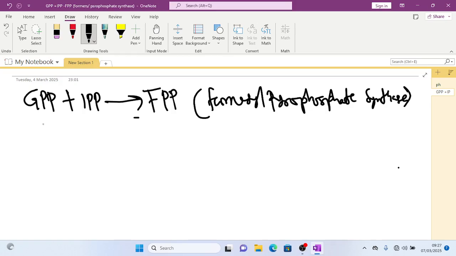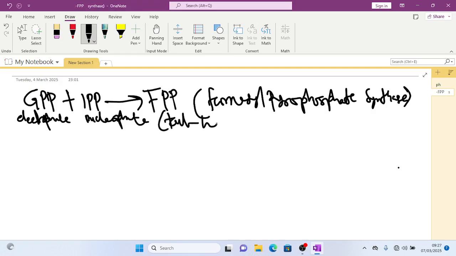Alright, so looking at the reaction, in this reaction our electrophile will be the geranyl pyrophosphate, and this will be our nucleophile. So the addition is going to be in a head to tail fashion. It's more of an addition reaction in a tail to head fashion, sorry, in a tail to head fashion.